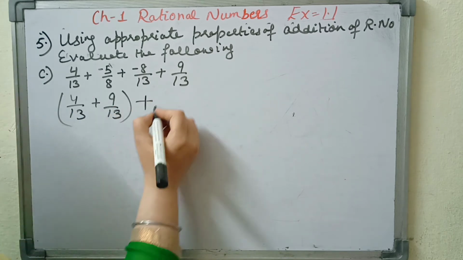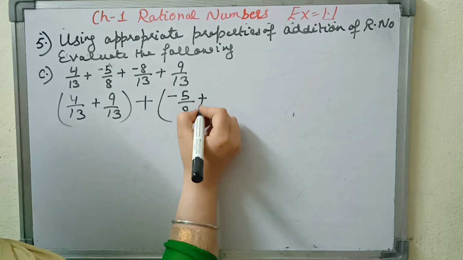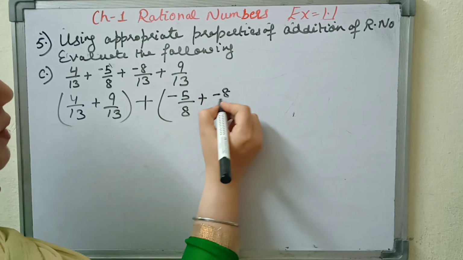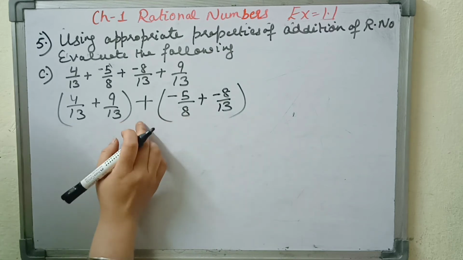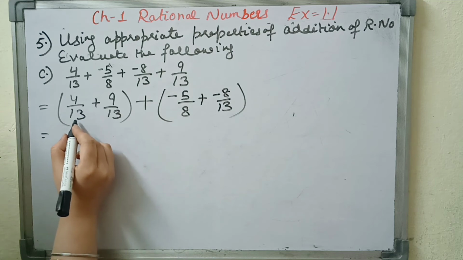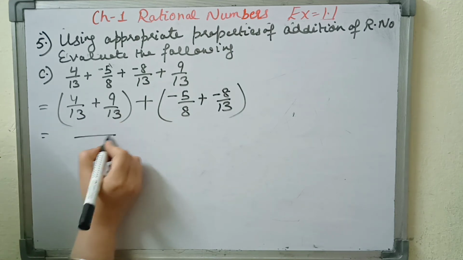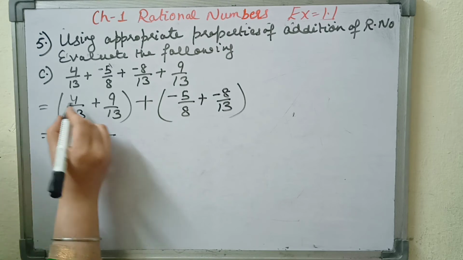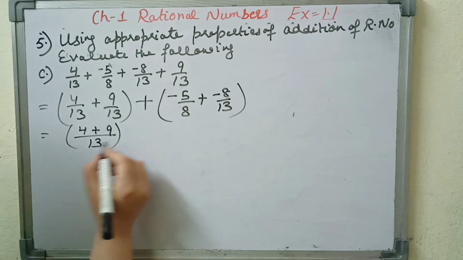Put the sign plus here. Now, the negative terms I put in another bracket, minus 5 over 8 and another one is minus 8 over 13. Now, I solve these two brackets and then again do the addition of the results which we get. Now, here in the first bracket, the denominator is same. So, LCM is 13 here. And the numerators are 4 and 9.